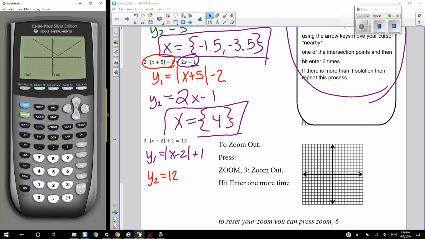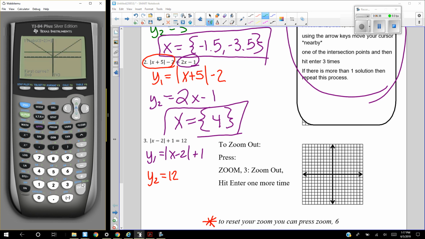And then you go back to the main screen. You need to hit enter one more time. If you hit it twice, it may zoom out too much. So you may have to reset your zoom and start this process over. To reset the zoom, you can see at the bottom, you can hit zoom 6, or you can reset the calculator's memory. That would take a little bit longer since you would have to go back and retype the equations. But now you can find both intersection points pretty easily.